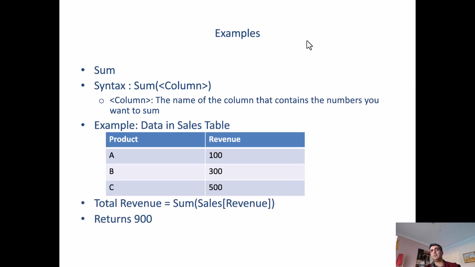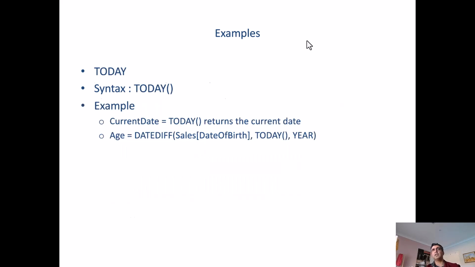Moving on, just an example of DAX. So sum is a DAX function. And the usage is that you use sum, open brackets, and then the column that you want to put in, and close the brackets. So in this, I have a table, I'm calling it sales table. It has two columns, product and revenue. And if I want to calculate the sum of revenue, how I'll use it is I'll use sum, and then I'll do a reference to the table name and then the column name, and it will return the value to me. So this is an example.